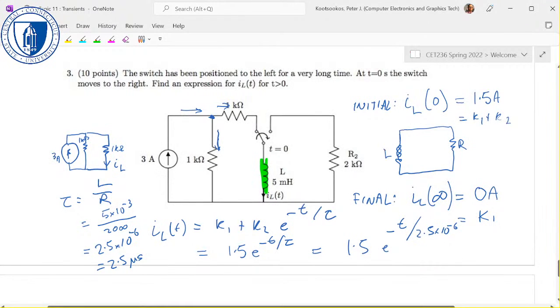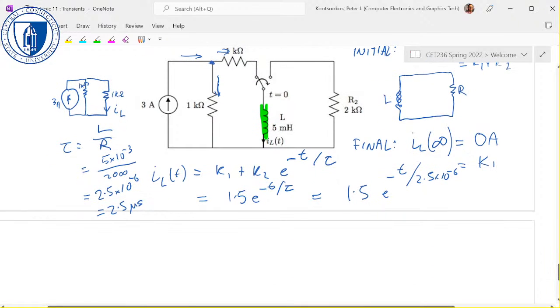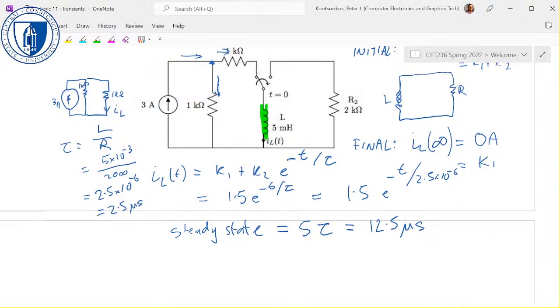So then we can look at 5 tau, right? Steady state time. Which is what? 12.5 microseconds. That's one thing you'll find when we do the transients lab. With the capacitors, you can get really big time constants, so they're pretty easy to see. But with the inductors, the time constants are pretty tiny.